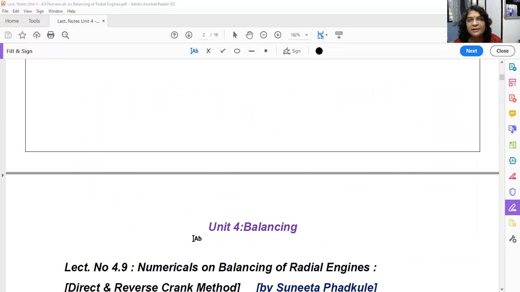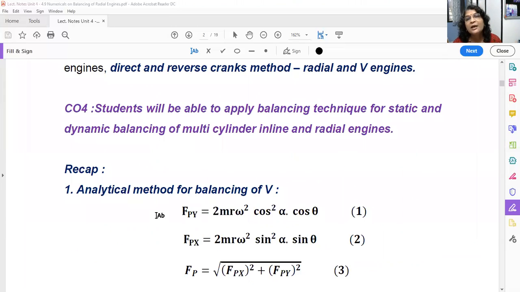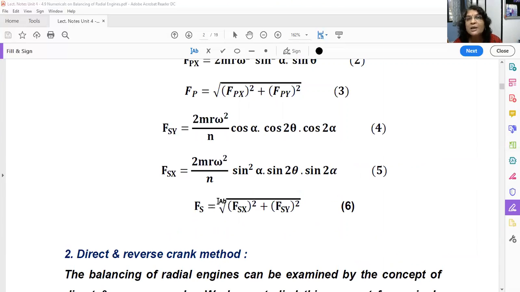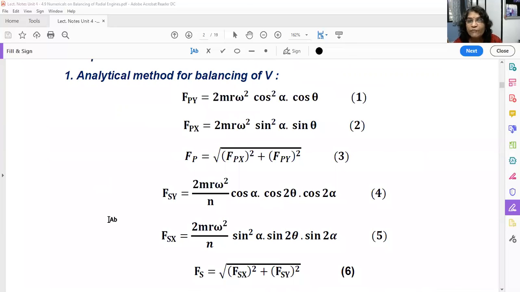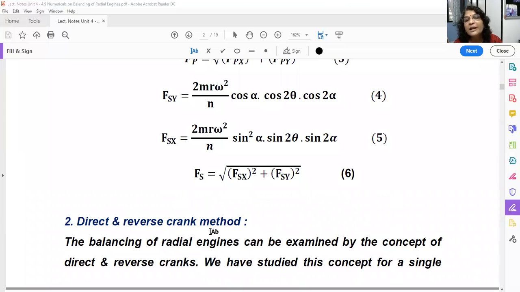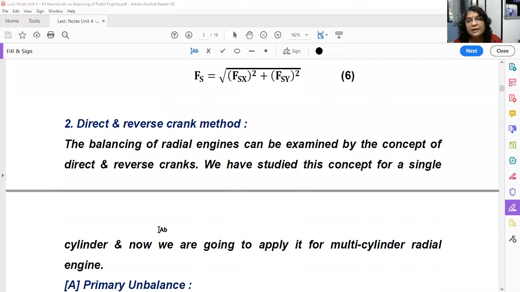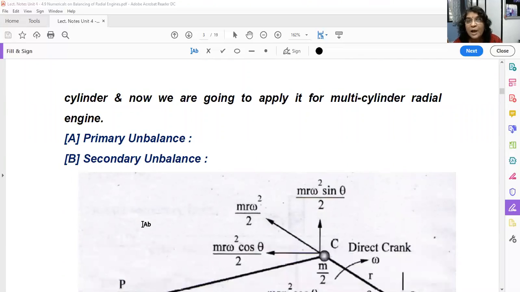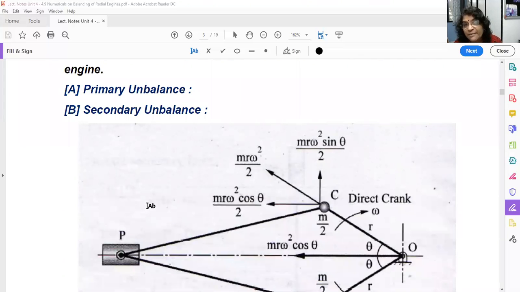Now let us see the recap. In the earlier lecture, we have studied the analytical method for balancing of V engine. We have derived these formulae to find out the primary unbalanced force and then the secondary unbalanced force for a V engine. Then we have also studied the direct and reverse crank method for radial engines. It may be a 2-cylinder, 3-cylinder or 4-cylinder engine, but it is a radial engine.